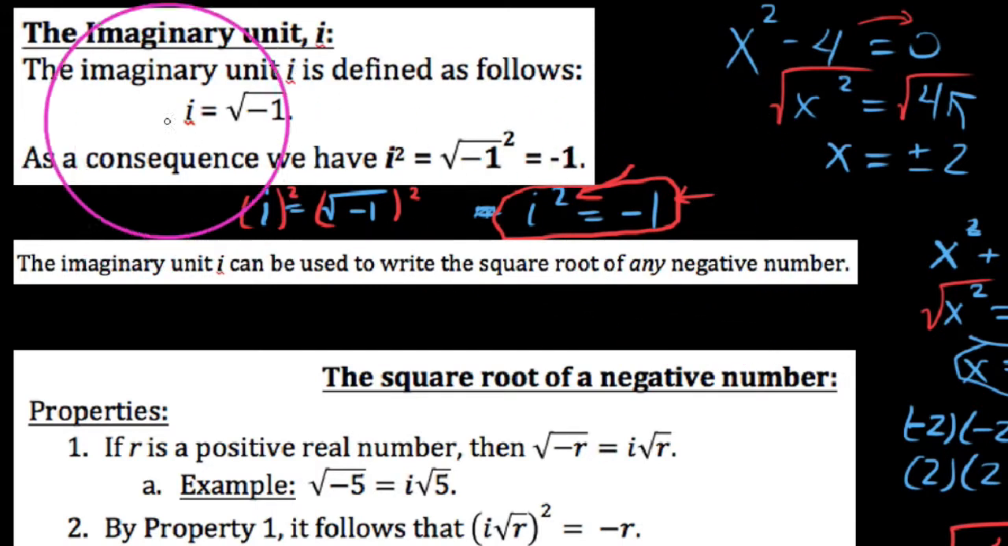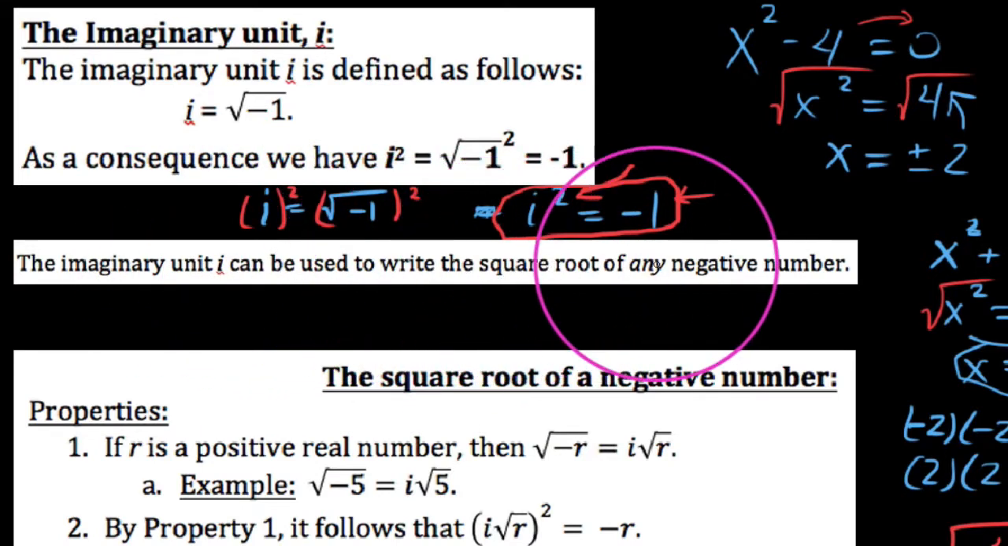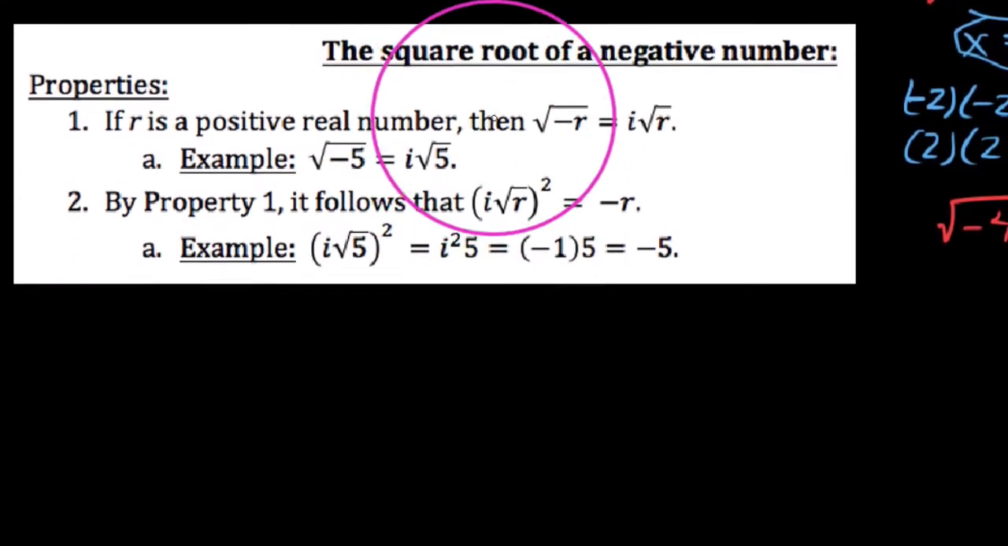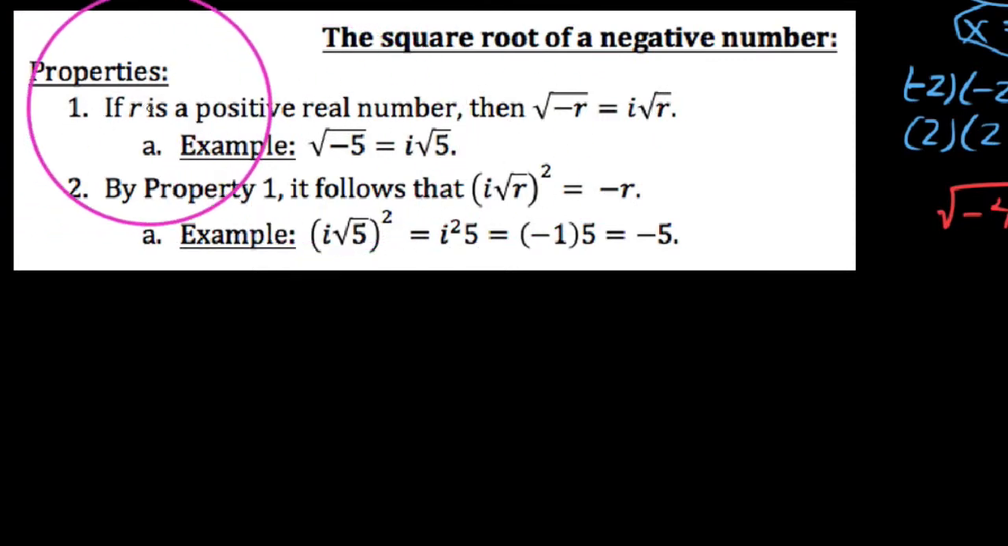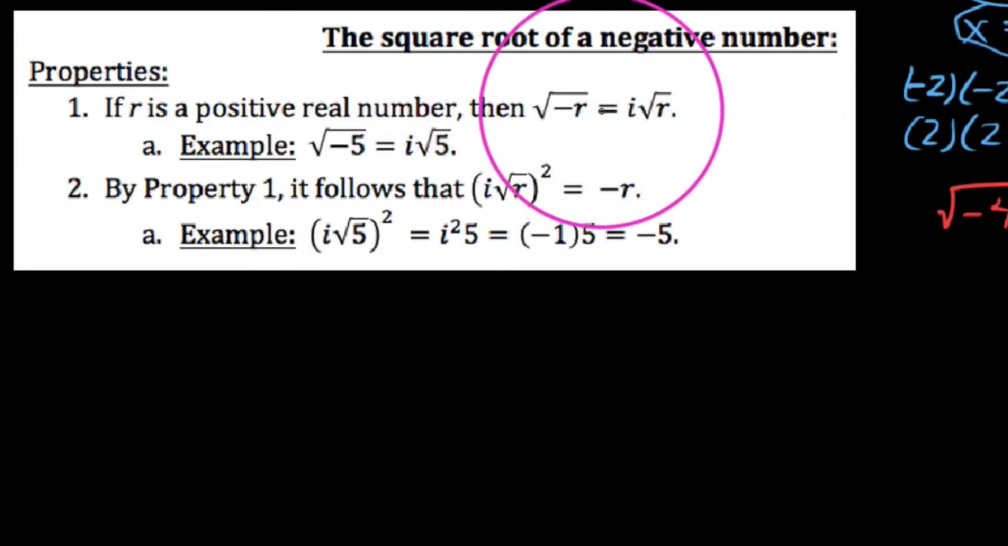So here's the deal. i equals the square root of negative 1, and we refer to i squared as being equal to negative 1. So I say the imaginary unit i can be used to write the square root of any negative number. The properties we're going to play upon are these. Let's take a look at number 1 here. We say if r is some positive real number, then if we were to take the square root of negative r, we would just get i times the square root of positive r.